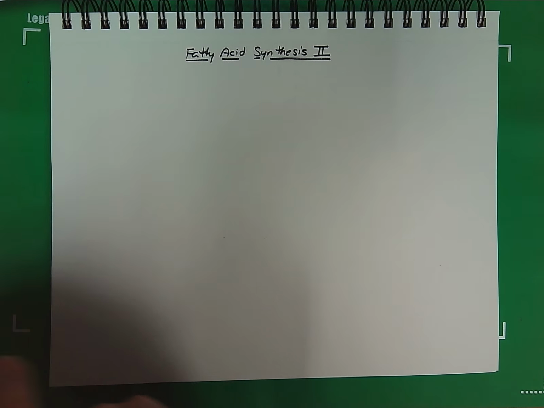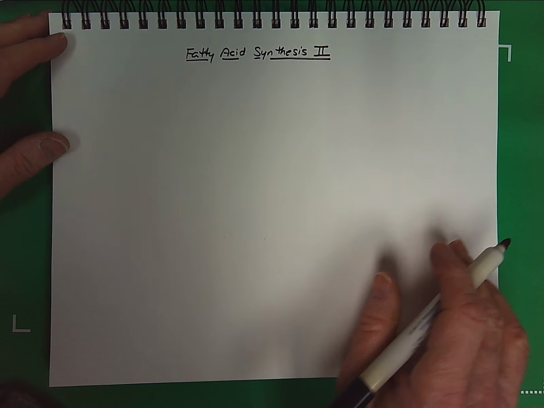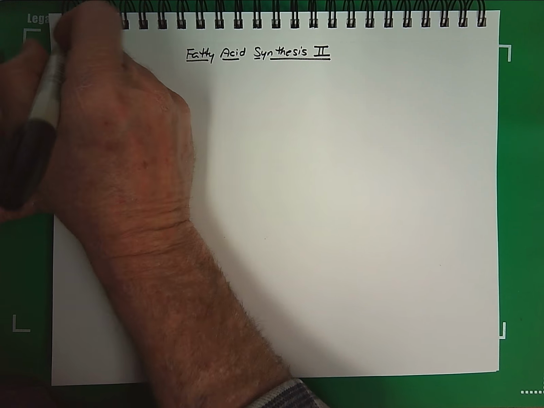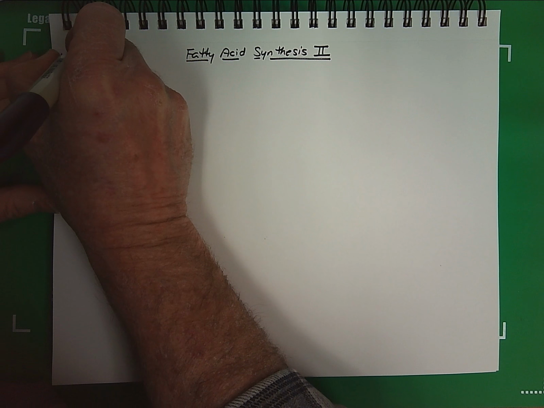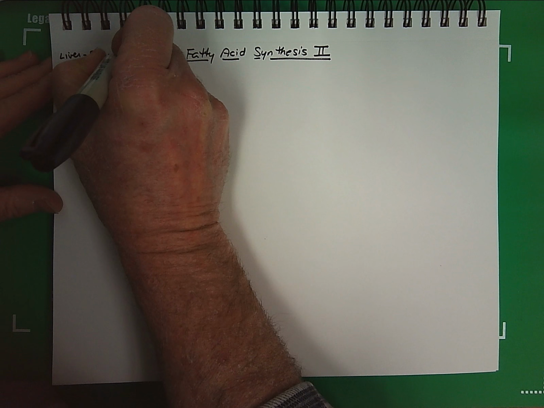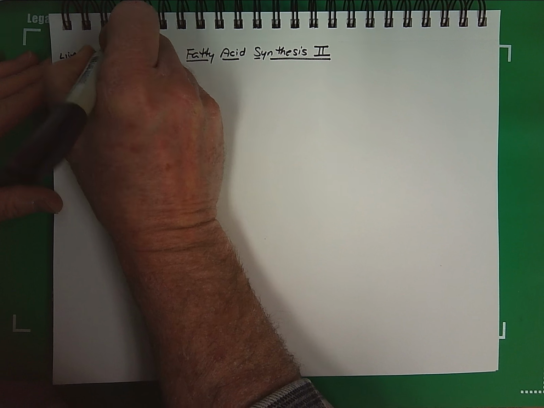Okay, this video is the second video of fatty acid synthesis entitled Fatty Acid Synthesis 2. Now recall we are in the liver in a fed state with insulin signaling because of the high glucose levels in our blood.